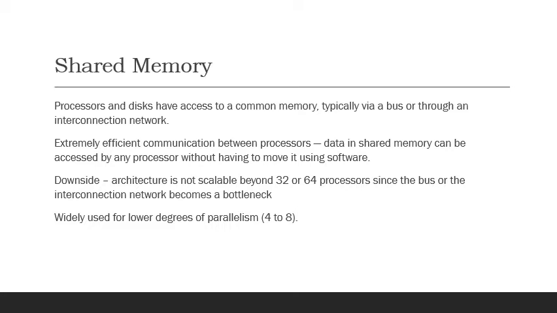First, the shared memory. Processors and disks have access to a common memory, typically via a bus or through an interconnection network. It offers extremely efficient communication between processors. Data in shared memory can be accessed by any processor without having to move it using software. Downsides. One of the downsides is that the architecture is not scalable beyond 32 or 64 processors since the bus or the interconnection network becomes a bottleneck. These are widely used for low degrees of parallelism, 4 to 8 processors.